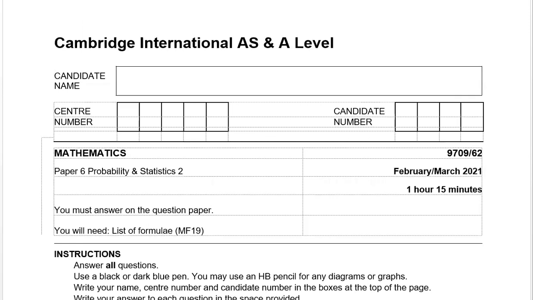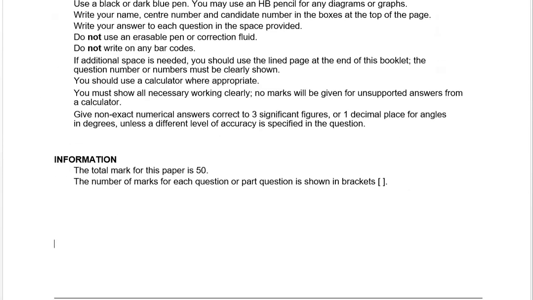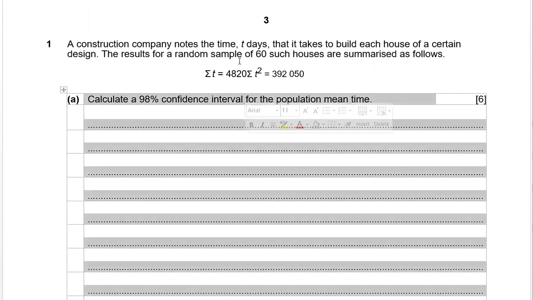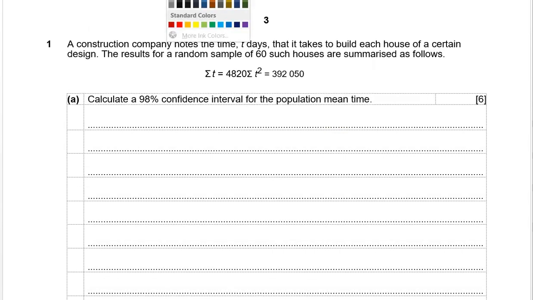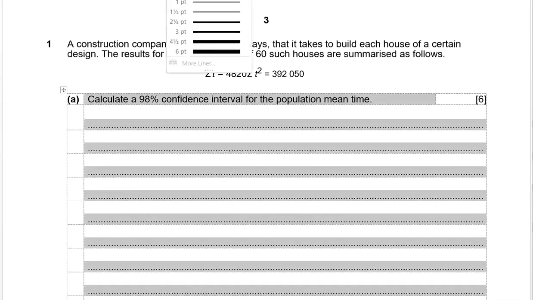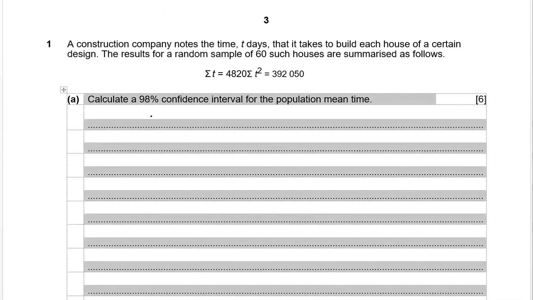Okay, today we will be discussing this February March paper 6297009. Starting off with the first question, we have to calculate a 98% confidence interval for the population mean time.